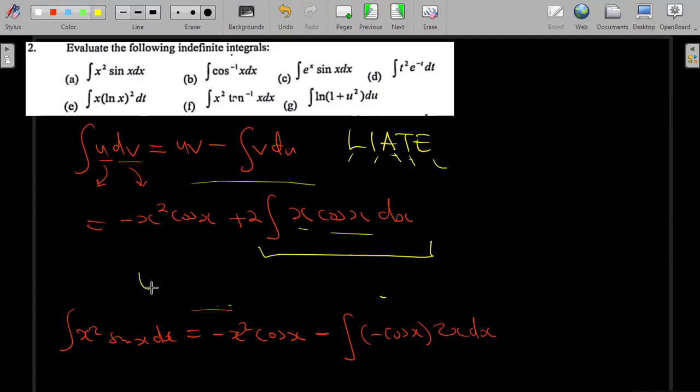So what do I do? I let my u be equal to x. Then I let my dv be equal to whatever has remained, which is just going to be cos x dx.